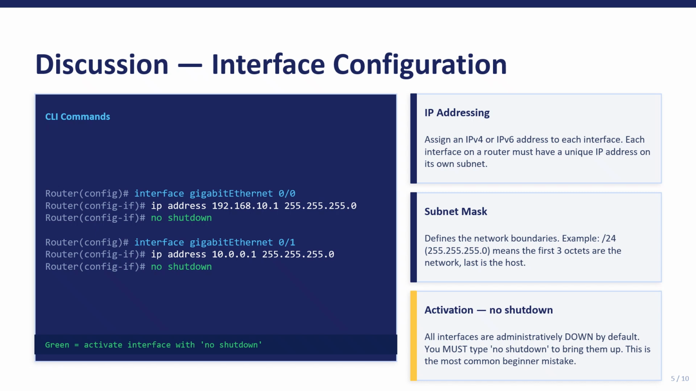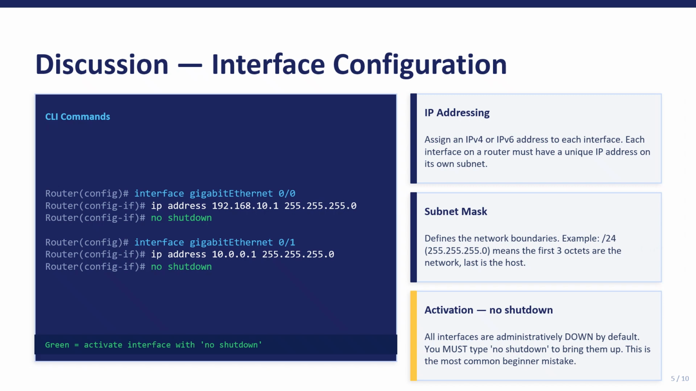Then, this is the critical activation. No shutdown. All interfaces are administratively down by default. You must type no shutdown to bring them up. This is the most common beginner mistake. We type no shutdown to activate the interface, because by default all interfaces are administratively shut down. So forgetting this command is the number one mistake beginners make.